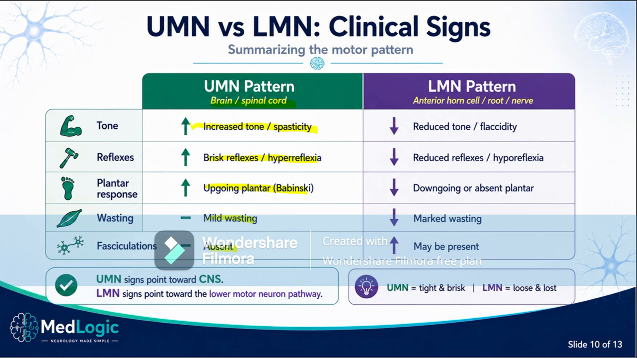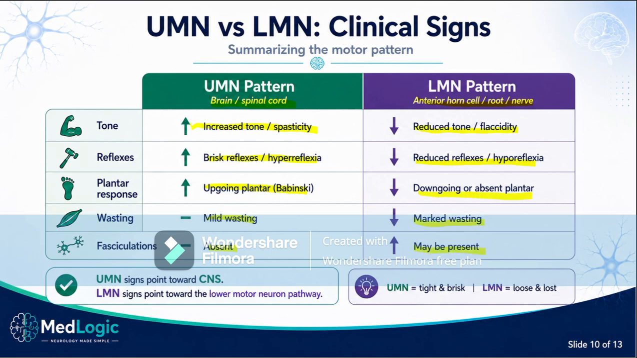In a lower motor neuron pattern, the lesion involves the anterior horn cell, nerve root, plexus, or peripheral nerve. Tone is reduced. Reflexes are reduced. The plantar response is downgoing or absent. Wasting is marked. Fasciculations may be present.